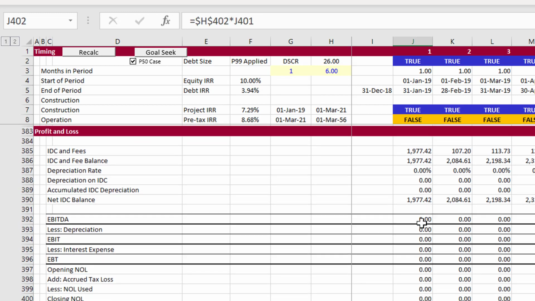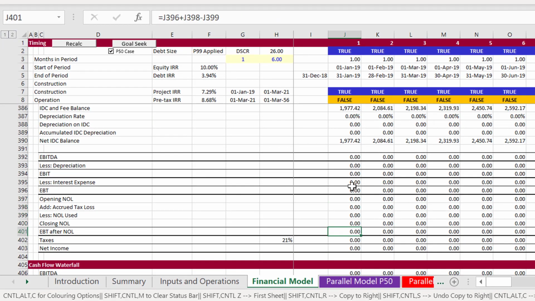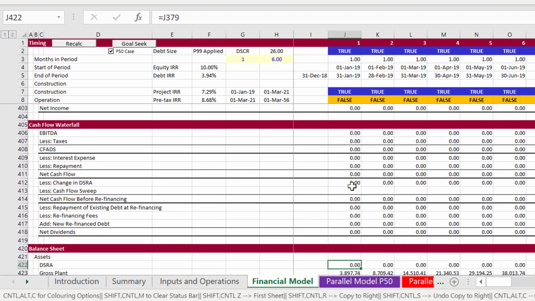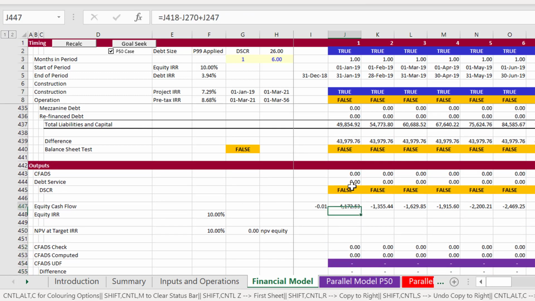Finally, then we get to our profit and loss, and this is where we have some taxes, and we put the minimum and maximum in to get all the taxes, and we have a cash flow waterfall and a balance sheet.